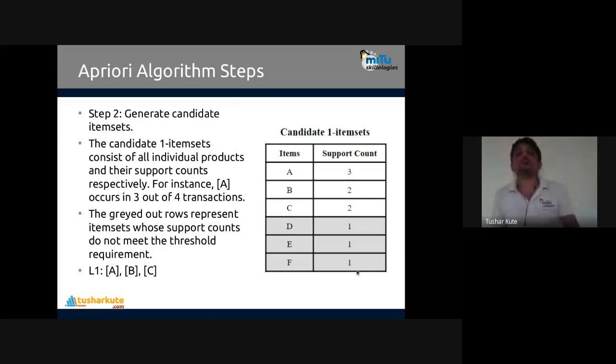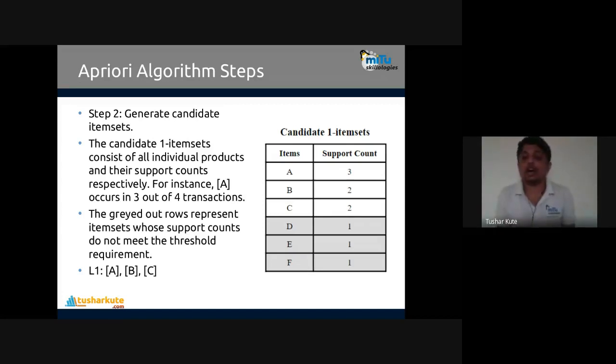Now, what did I mention? I have mentioned support count 50%. So discard D, E, F. They will not generate any association rules, correct? Because they are present only one time. They have a support of 25% only. Out of 4, 1 time they are present. I am considering support 50%.